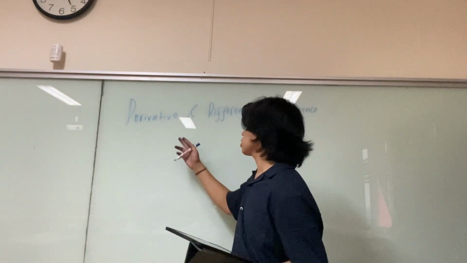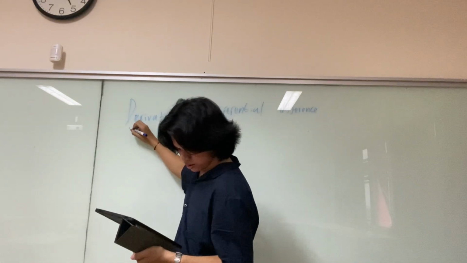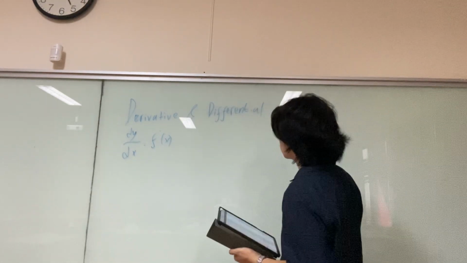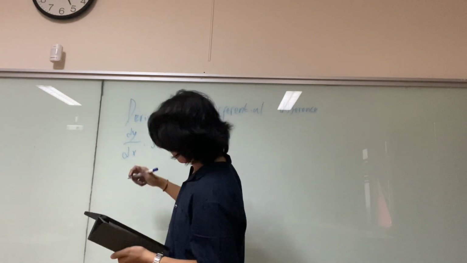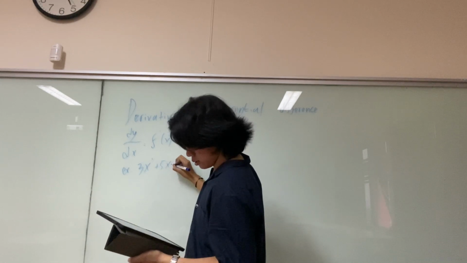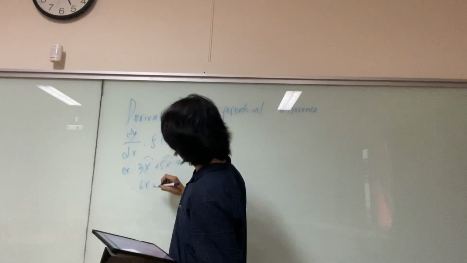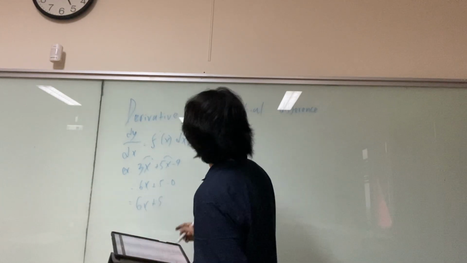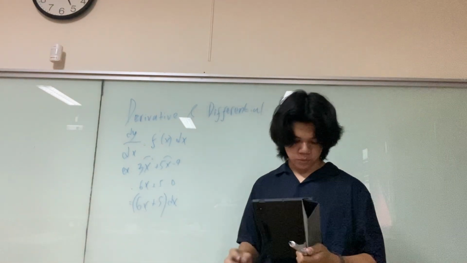The next one we'll discuss is the difference between derivative and differential. For the derivative, dy per dx equals f dx, and the only difference is that we add dx at the end of the function. For example, let's say 3x squared plus 5x minus 4. We bring it down: 2 times 3 is 6x, plus 1 times 5 is 5, and minus 0. It will be 6x plus 5. That's for the derivative, but for the differential, we multiply it with dx. That's the only difference between derivative and differential.